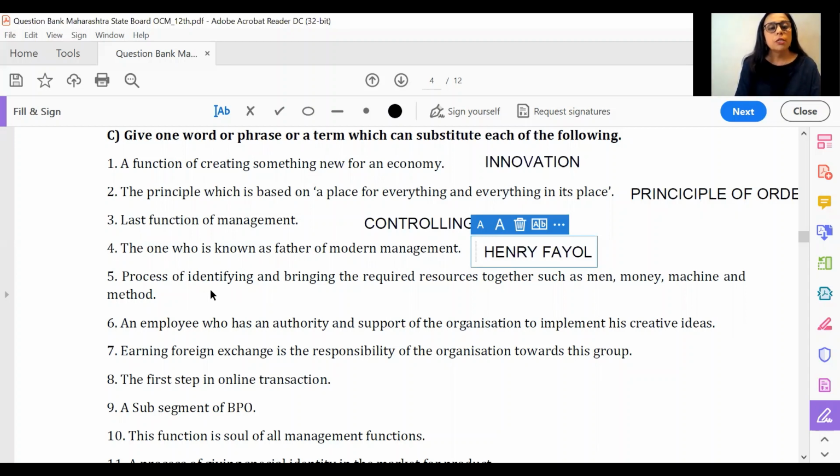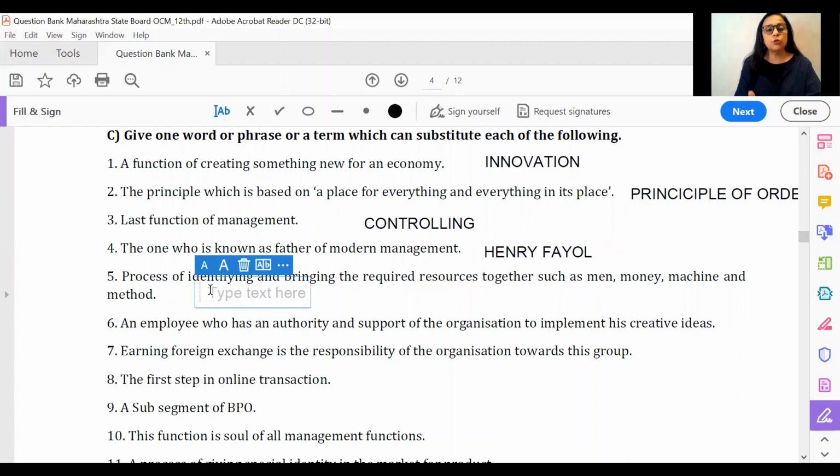As you see here, this objective appears in the chapter of functions of management, and we are talking about nothing but the management function of organizing the resources. So once again, we have organizing as the answer. Please make notes as you are watching this video.